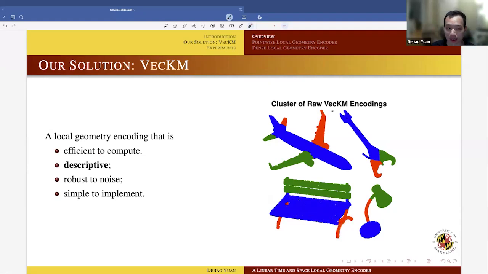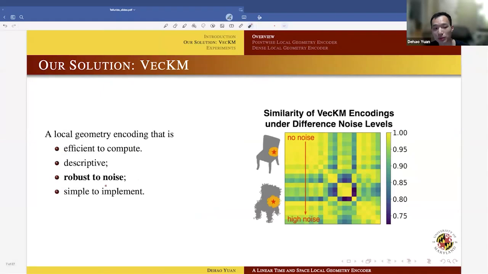Third, it is very robust to noise. If you add noise to the point cloud and then compute the local geometry encoding, it is pretty consistent. You can see the lowest similarity is 0.75, and the majority of the time it is higher than 0.9. So it is robust to noise.